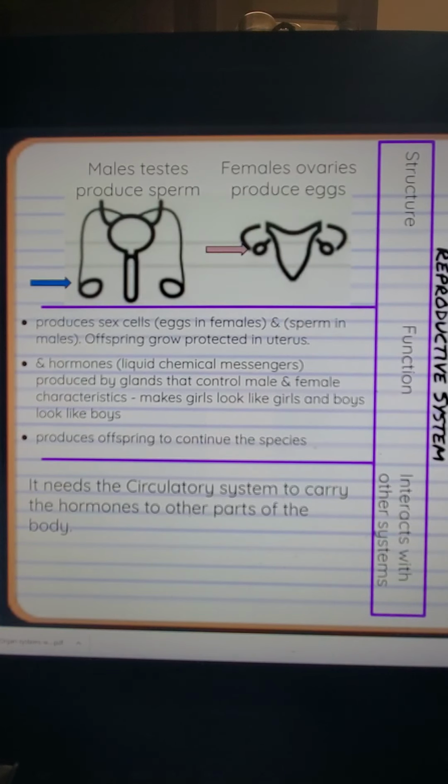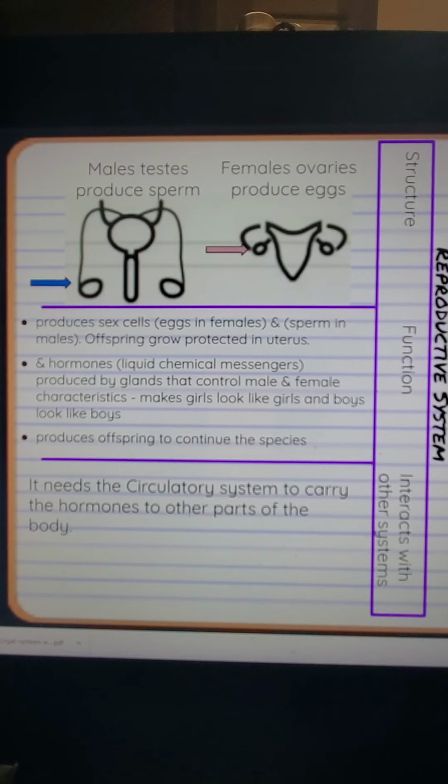And how does this system interact with a different system? And I know we haven't talked about these others, but it'll make sense when we do. So it says, the reproductive system needs the circulatory system to carry the hormones to other parts of the body. So we're going to learn that the circulatory system is like the highway system in your body. It goes round and round. It's what carries your blood and carries stuff all over your body. So one of the things it carries are the hormones made by the testes and the ovaries to whatever parts of the body they're used in.